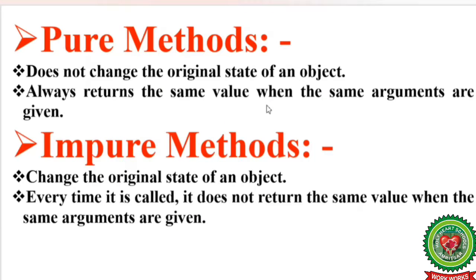Now students, come to page number 96 of your books. Pure and impure methods. Pure methods do not change the original state of an object. They always return the same value when the same arguments are given. Students, call by value can be an example of pure method. Number 2, impure methods change the original state of an object. Every time it is called, it does not return the same value when the same arguments are given. So, call by reference can be the example of impure method.